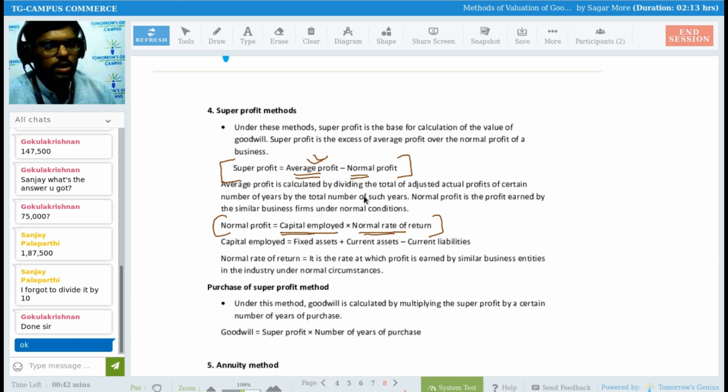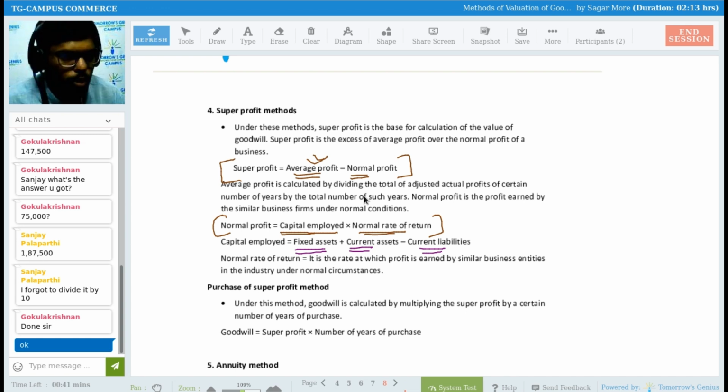But sir, in accounts, how to calculate capital employed of an existing business? A business which is running for years. Now the business Sanjay is running, it is the 50th year, I can say, 50 years have happened to this business. For such a business, how can I calculate capital employed? There is a formula for that: fixed assets plus current assets minus current liabilities. I can get capital employed, right?